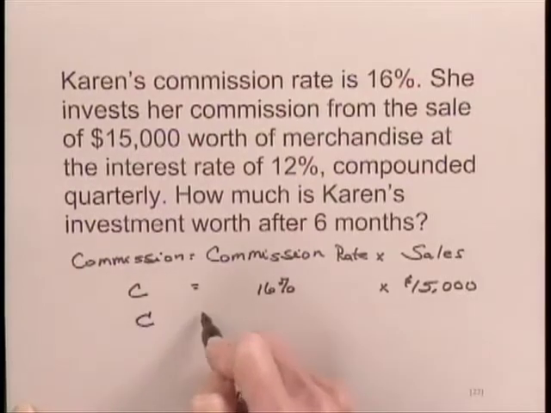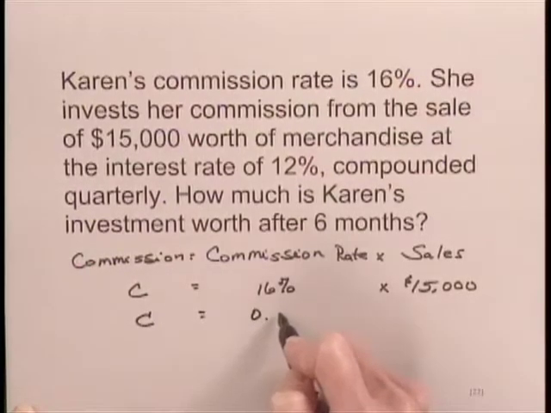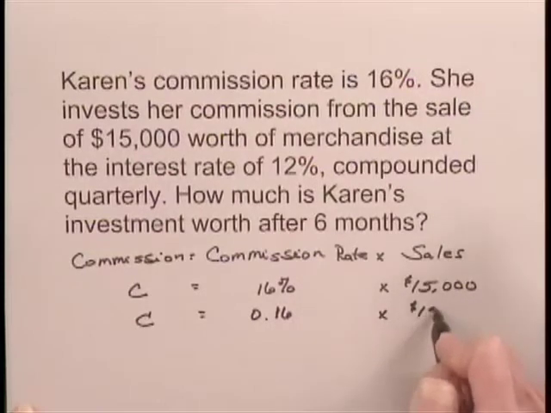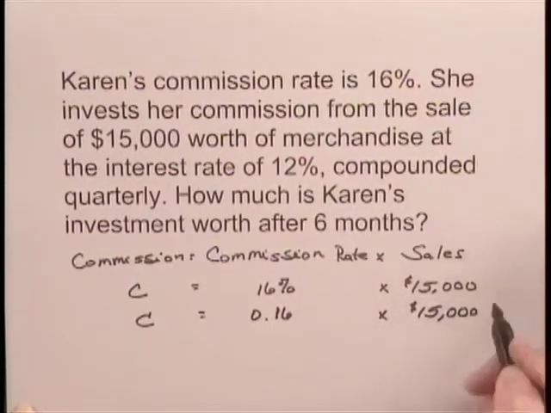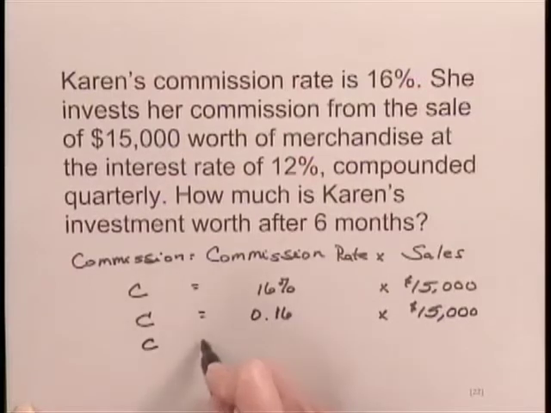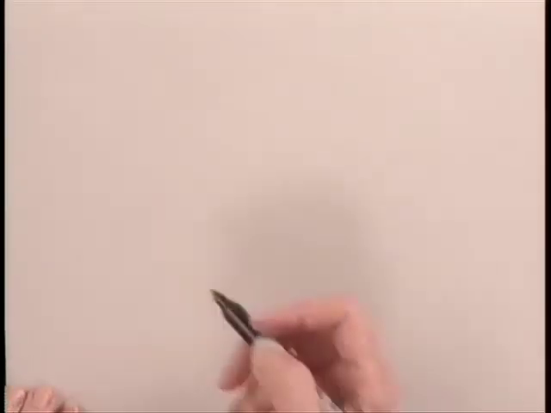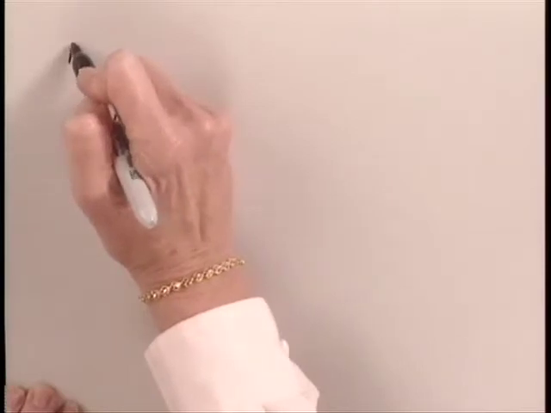Now, writing the commission rate in decimal notation, we have 0.16 times $15,000, and when we do that multiplication, we get $2,400. The commission is $2,400, and this is the amount that's going to be invested. To find the amount in the account after 6 months, we'll use the compound interest formula.